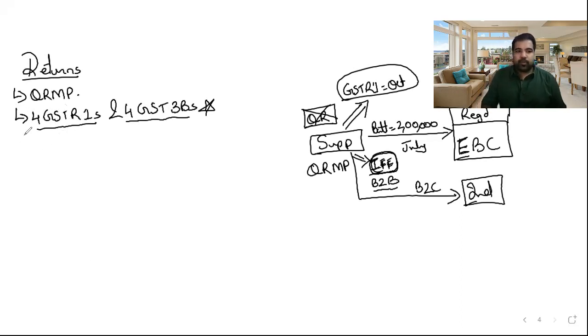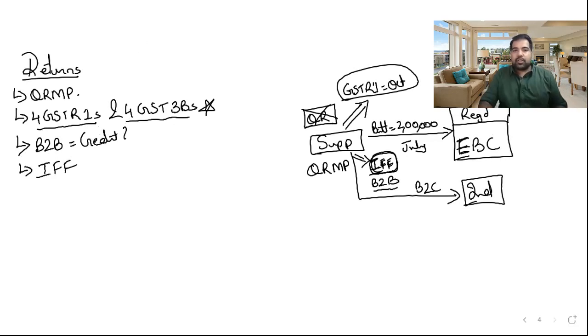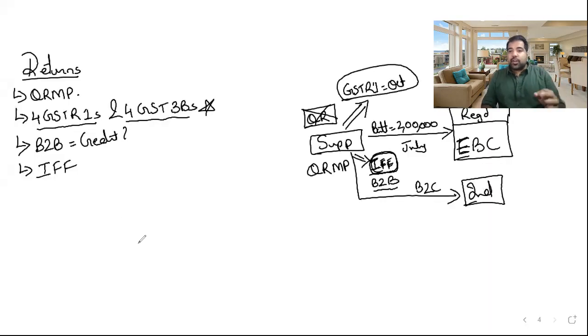Now, the next good thing is that your accounting etc. will become easy. But what is a bad thing is that for B2B, how will the buyer take credit? That was a problem, and for that problem they have created something called the invoice furnishing facility, whereby they say that, listen, you're filing your return quarterly, but this you can do monthly.